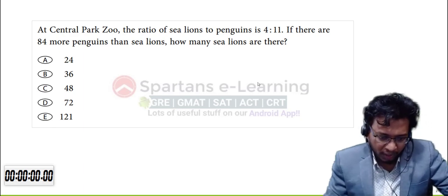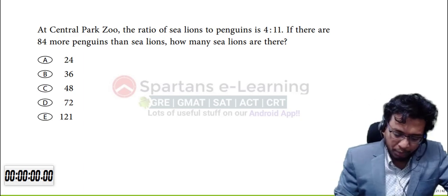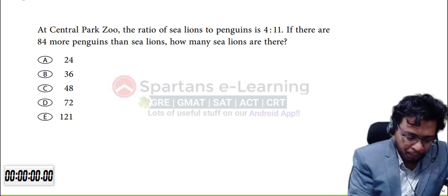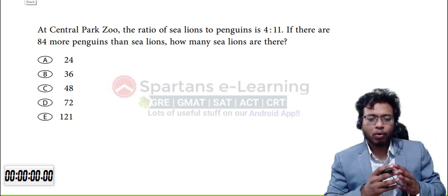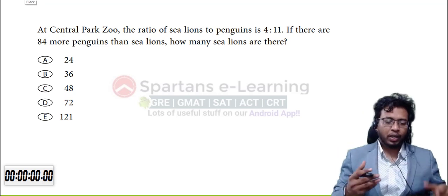Okay. Don't use X and all. Normally what happens is people start using variables. In the methodologies I teach, normally 99% of the time you won't be using any variables. So try avoiding using variables.